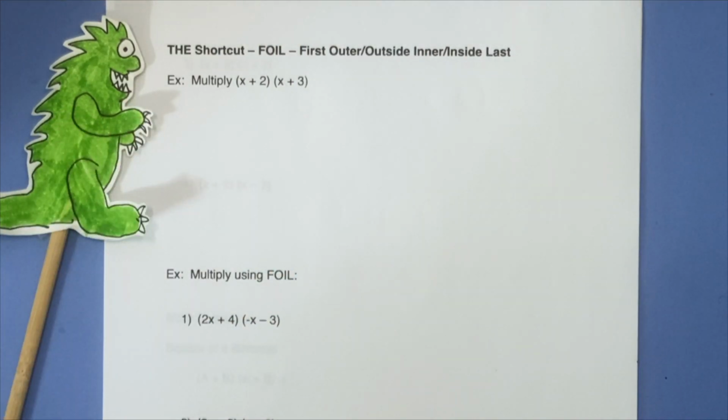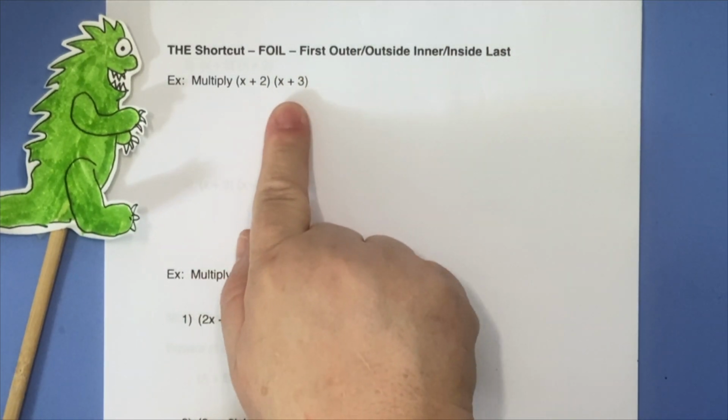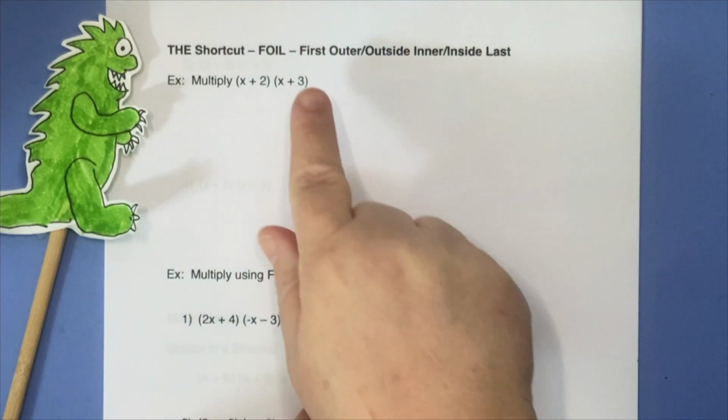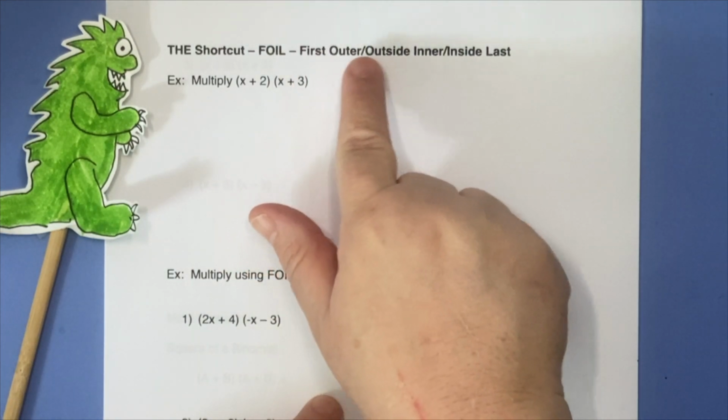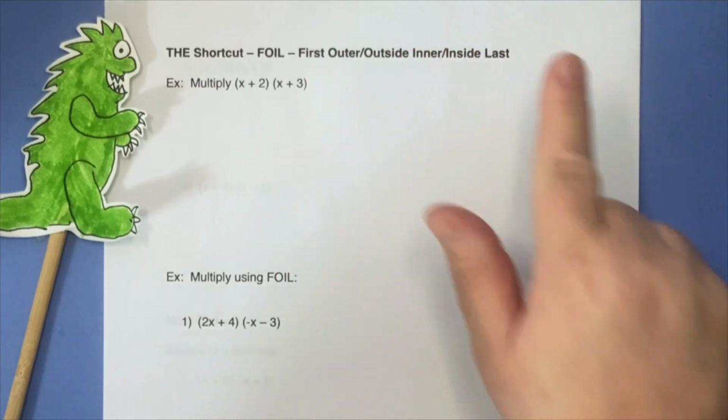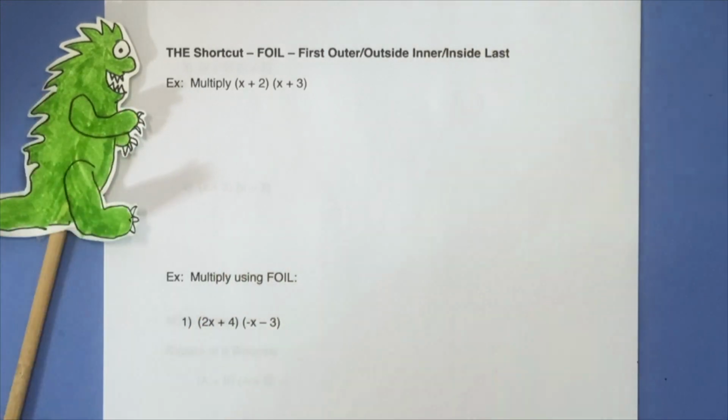Woohoo! Welcome back. Today we're going to be talking about the shortcut for multiplying two binomial expressions, which is known as FOIL, or the F word. And it is an acronym for the steps, which are first, outer or outside, inner or inside, and last. Yay! So let's go ahead and talk about what's going on.